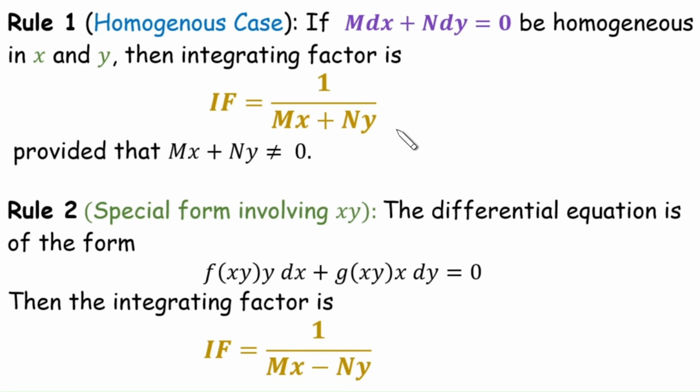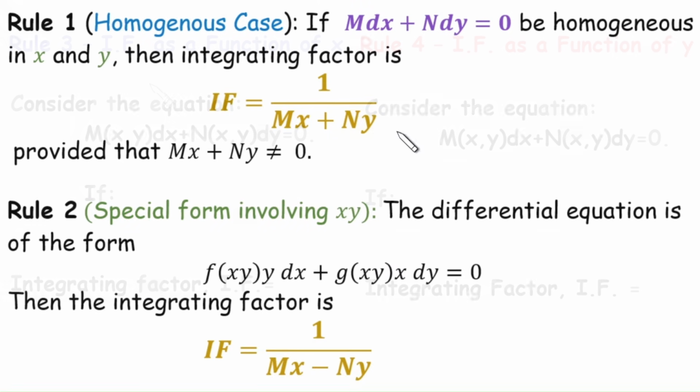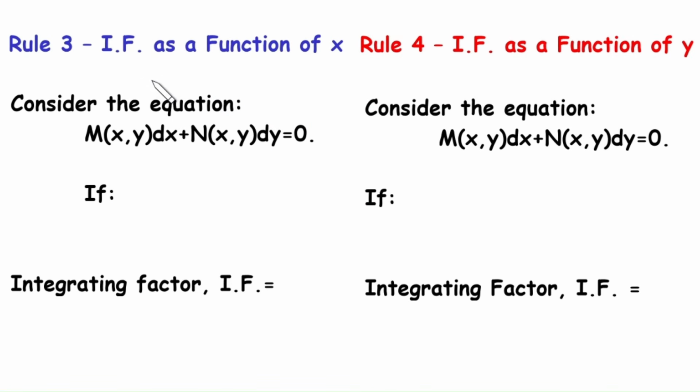Now let us focus on rule number 3 and 4. As compared to the previous rules, what is the main difference here? The key difference is that in rules 3 and 4, we are using the exactness condition. Suppose we have this type of differential equation and it is not exact. So in that case, we calculate the partial derivative of M with respect to y and the partial derivative of N with respect to x.